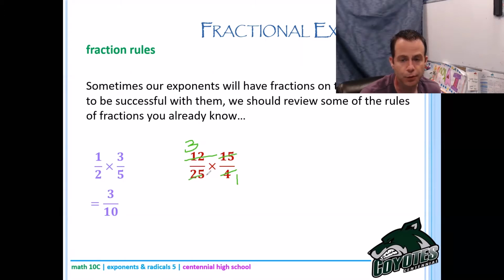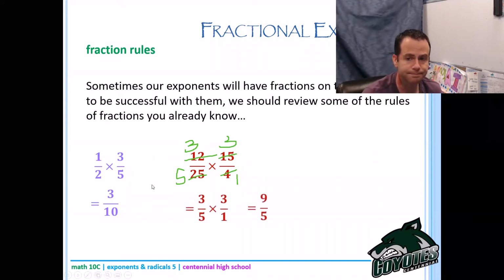15 over 25, I can take out a 5 there, so I'm going to be looking at 3 over 5. And then my numbers are way smaller. I didn't need to go grab a calculator for any of this. 3 times 3 is 9. 5 times 1 is 5. So I'd be looking at 9 over 5.